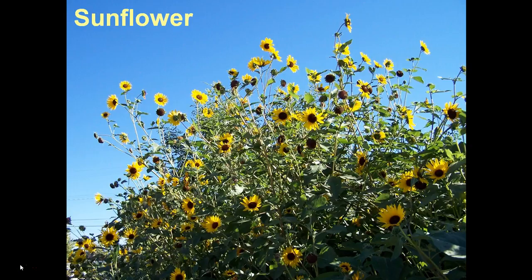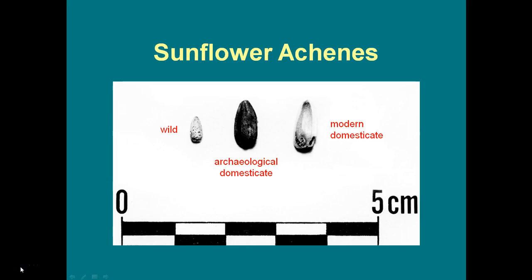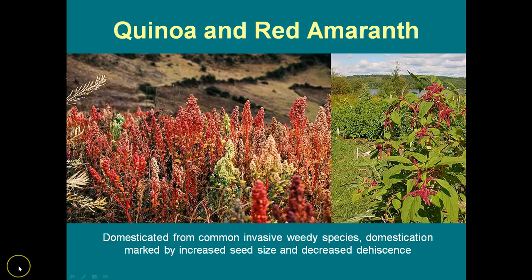Sunflowers were another plant that was independently domesticated in eastern North America and continued to be grown and used after the introduction of corn, primarily because of the oils that it contained. Like with marsh elder, we can see the increase in the seed size in terms of the increase of the hull that holds the seed from the small wild variety to the archaeological and modern domesticated varieties.